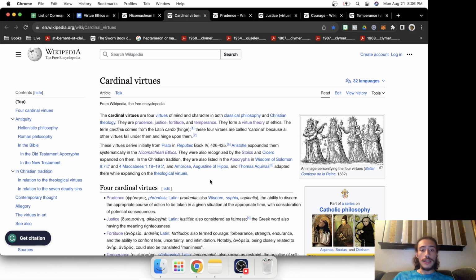In the Christian tradition, they are listed in the Apocrypha, in Wisdom of Solomon 8:7 and Maccabees 1:18-19. I'm really interested to see what it says in there. Wisdom of Solomon 8:7. And see kind of what it was saying about those virtues.